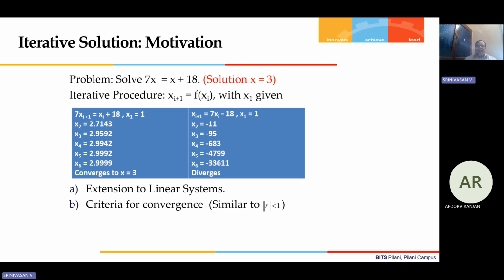So what's happening? Whether it is plus or minus, how does it go? It goes to infinity, in the negative direction, of course. Minus 11, minus 95, minus 683, minus 4,799, minus 33,611, and so on. So it is going towards infinity in the negative axis. So it diverges. There is no convergence. It is not coming close to a finite value, but it is keeping on increasing in its value, that means it is divergent. Therefore, how you formulate the problem is very important.